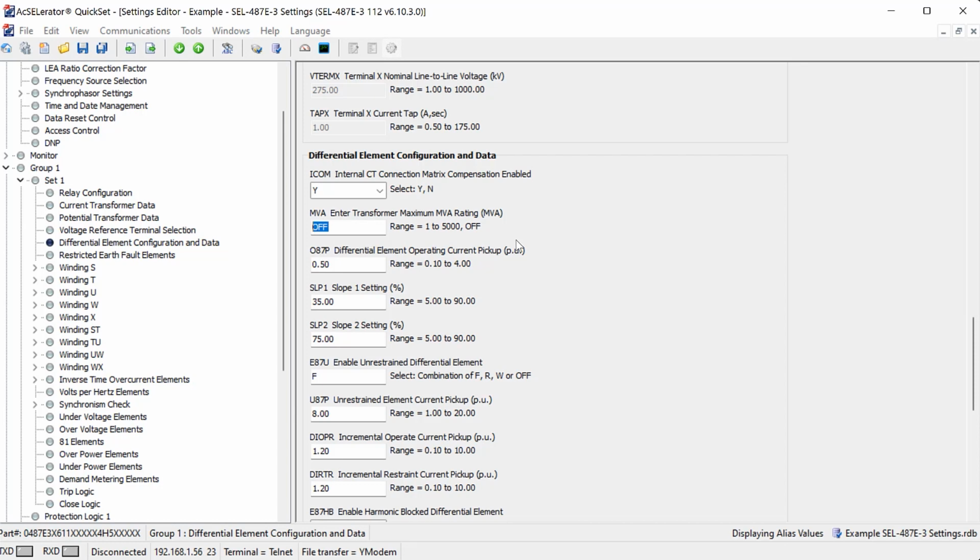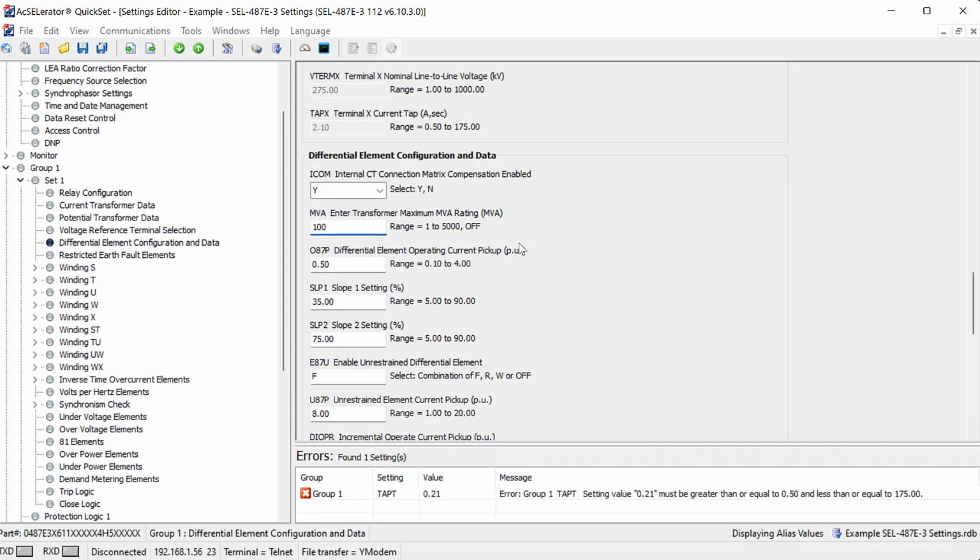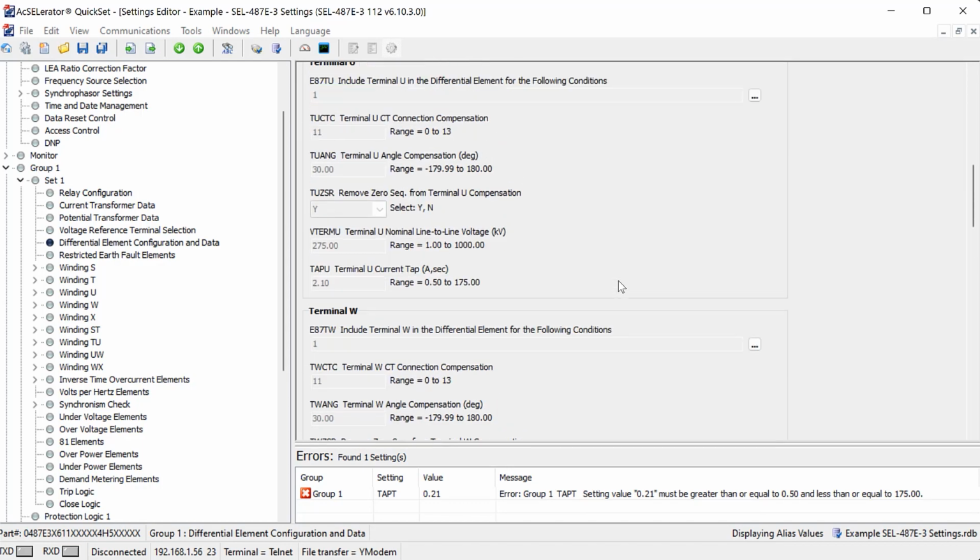Typically, a transformer would have multiple ratings. Just make sure that you use the maximum of all the ratings, typically the force A rating. Now for our example, this is 100 MVA. And I get an error over here, but that's because we haven't finished entering the settings. That's going to go away once we enter actual information. So that's the MVA.